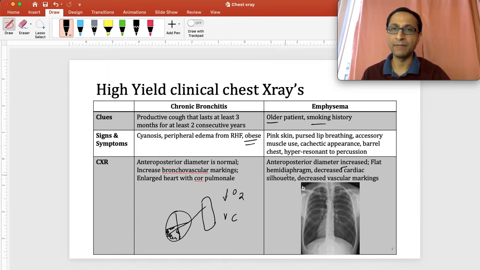So the hemidiaphragm is flat, decreased cardiac silhouette. Normally, the heart should be all the way up until here, right? But it's slightly on the right side and it's elongated. It's more midline and slightly to the right side. And decreased vascular marking. You don't see a lot of blood vessels right over here. It's pretty even surface. That is emphysema.